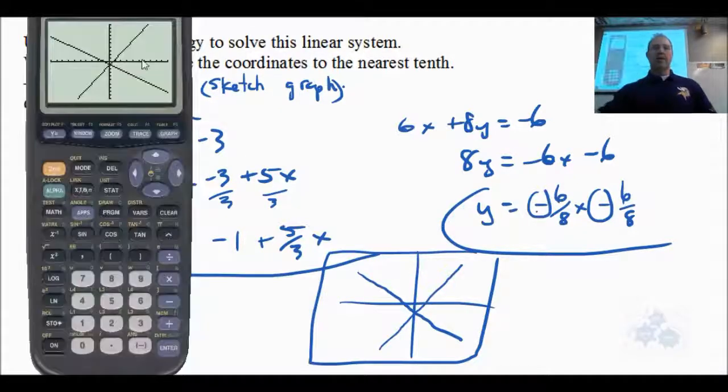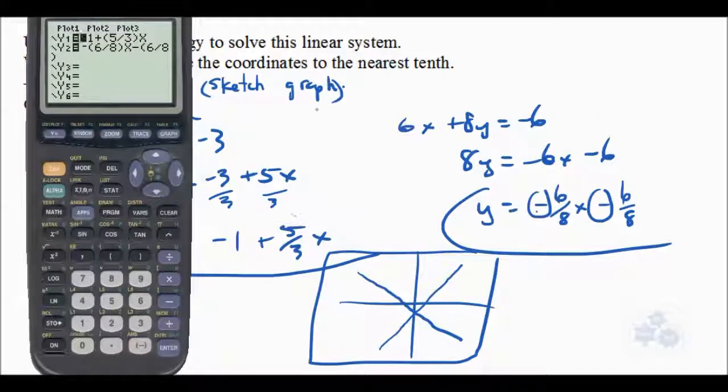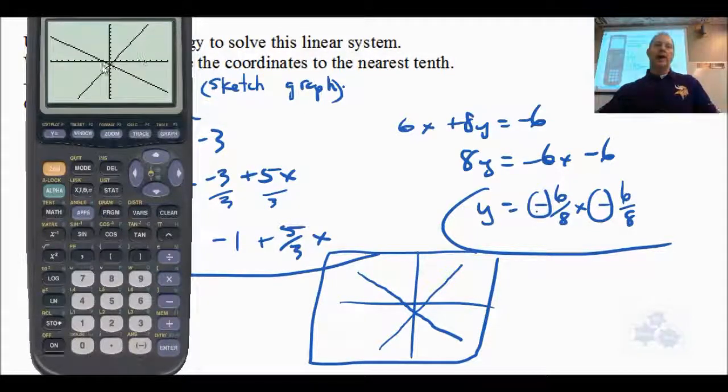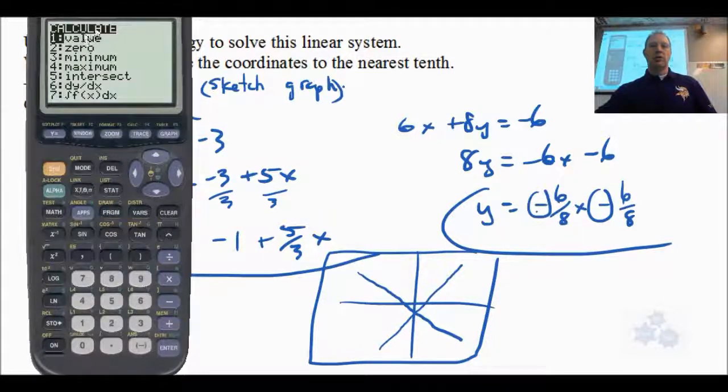Does anybody have any issues with the calculator? All right, so you have to be able to see the intersection point in the graph, guys. Okay, if you can't see it on your screen, it's not going to work. Now what you do is second function trace, which is the calculate menu. Okay, and in the calculate menu, you want number 5.